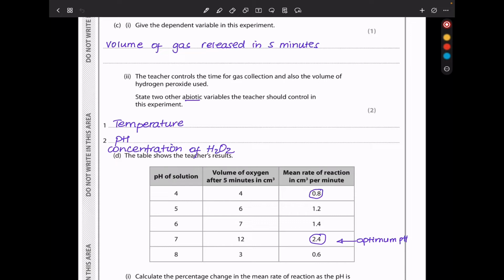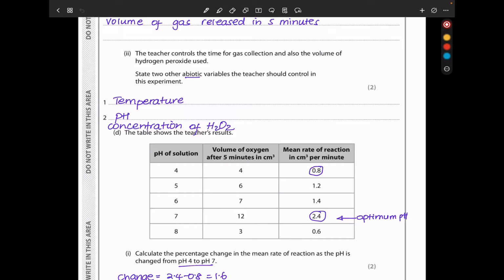State 2 other abiotic variables the teacher should control in this experiment. Because this experiment involves using enzymes, we need to control the temperature, we need to control the pH, the concentration of hydrogen peroxide, and more.